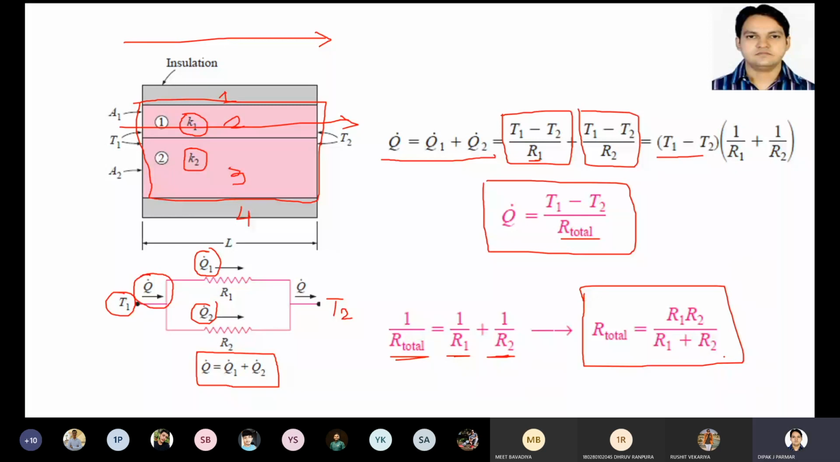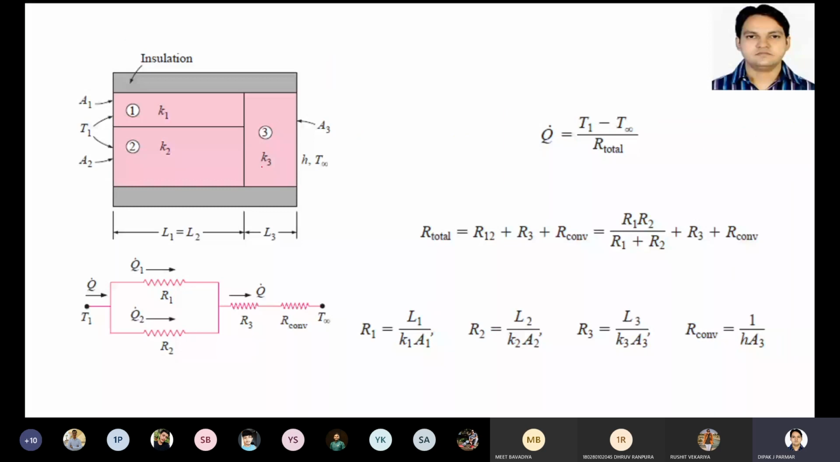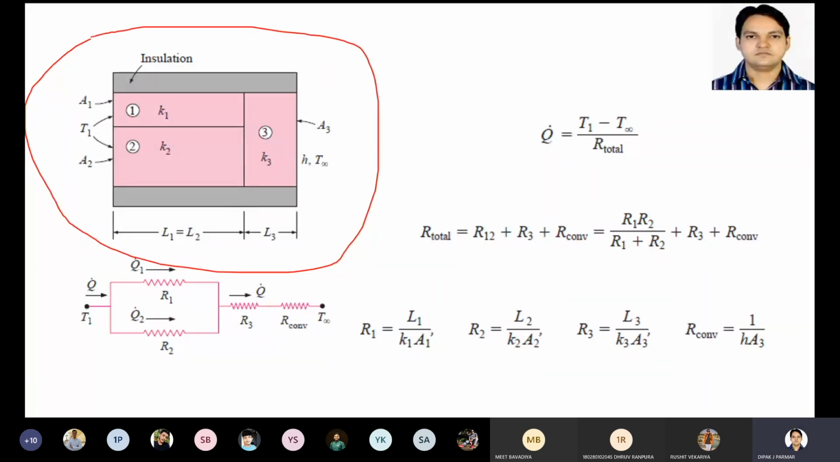Now you see this particular example, where the materials are given this way. First is insulation, this is insulation. Then there are 3 different materials. One has conductivity K1, the second has conductivity K2, and the third. You can see that K1 and K2 are in parallel, so these 2 plates are parallel. You can calculate the distance of these 2 parallel plates. Then the third plate is in series with the combination of 1 and 2.